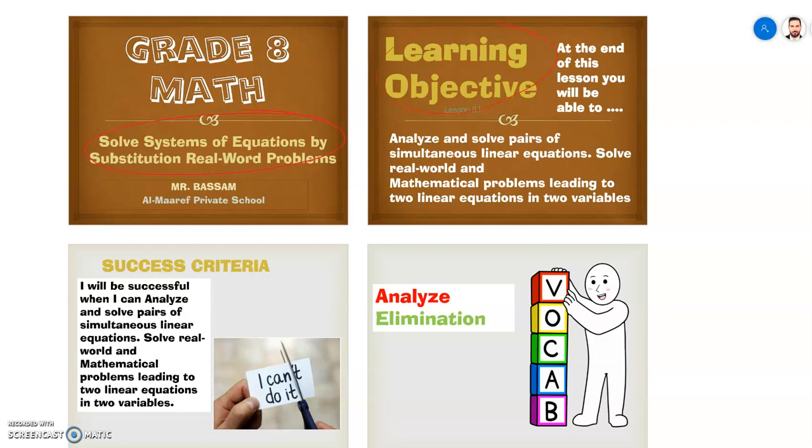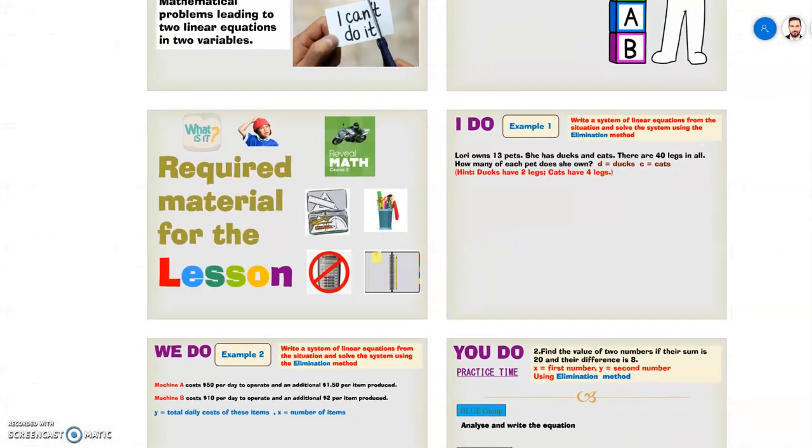Learning objectives. At the end of this lesson, you will be able to analyze and solve pairs of simultaneous linear equations. Your success criteria: you will be successful when you can analyze and solve pairs of simultaneous linear equations and solve real-world mathematical problems in two variables. Your vocabulary today is analyze and elimination. So we will use our elimination method.